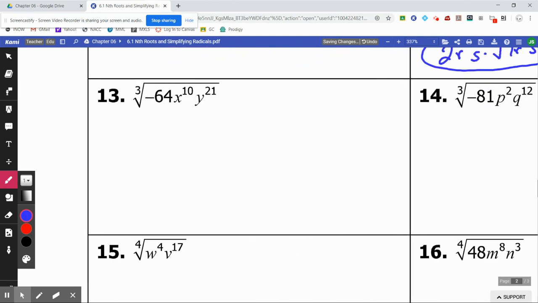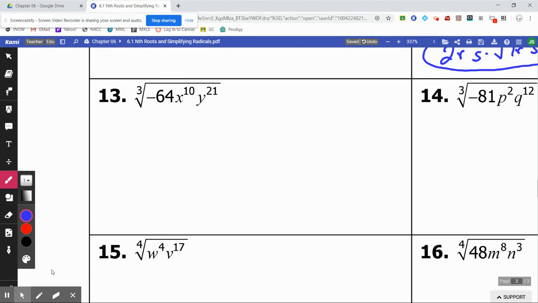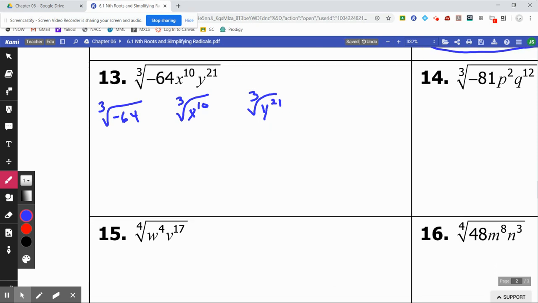Let's do another one. Cube root of this. And always factor that negative out along with it. So let's split them into the third root of negative 64, the third root of x to the 10th, and the third root of y to the 21st. Let's find a number that I know the cube root of in that negative 64. Well, hang on. We actually know the cube root of negative 64. We do not have to split that, so scratch that.